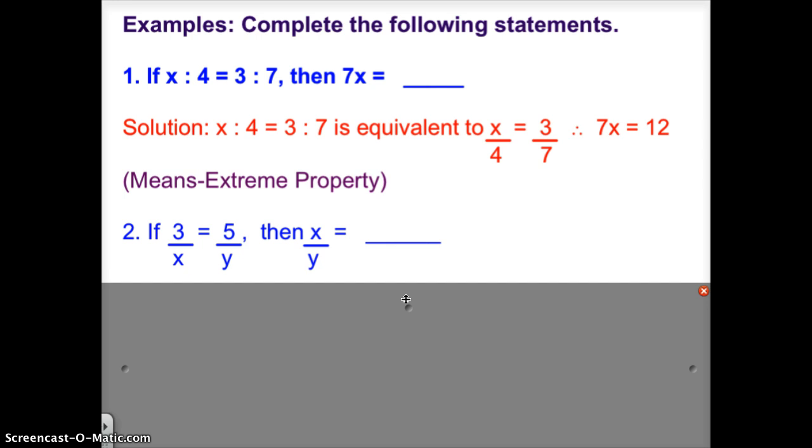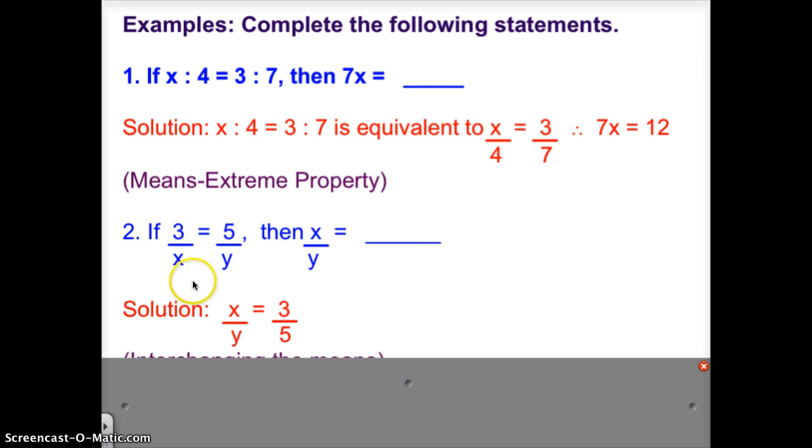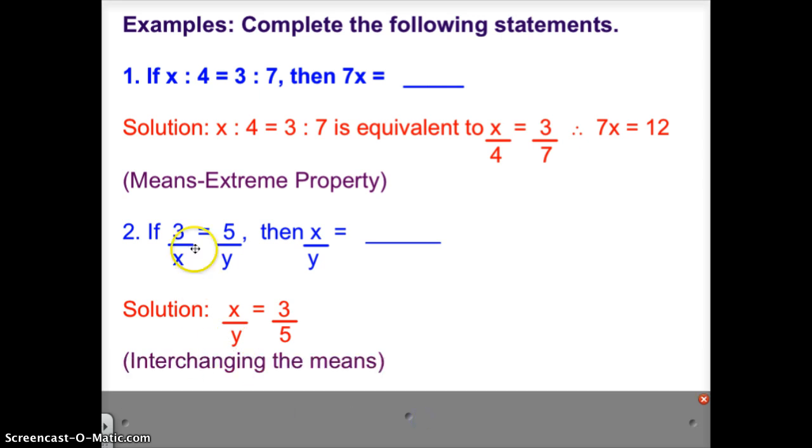In the next one, if 3 over x equals 5 over y, what's the ratio of x to y? Well, somehow we have to get x into the numerator of the other fraction, or at least be able to tell where it belongs in order to figure that out. When we multiply both sides by x and then multiply the other side by 1/5, you get the ratio of 3/5 equals x to y. You could also just interchange the means there. Take a second, hit pause, and answer questions 1 through 6 on your sheet now.